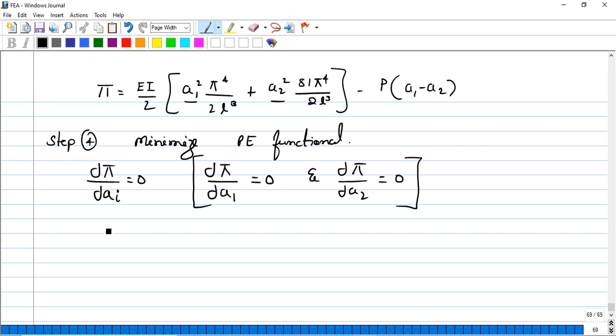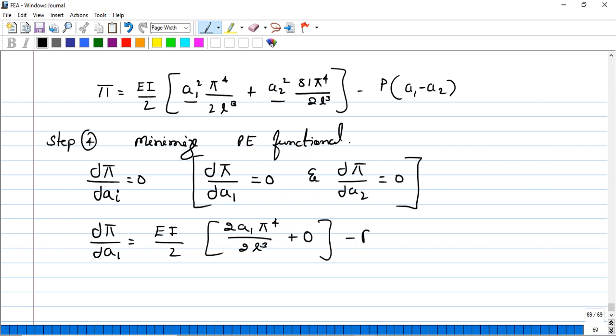So when I do del bar by A1, with respect to A1, I obtain the equation as EI. So A1 will be 2 into A1, and again this particular term will be 0. A1 minus A2, A1 will be 1, this term will be 0. So let me write down EI by 2, this will be 2 A1 pi to the power of 4 by 2L cube. The second term will be 0, I will write plus 0, minus P, A1 will be 1 minus 0, and I should equate this particular term to 0.